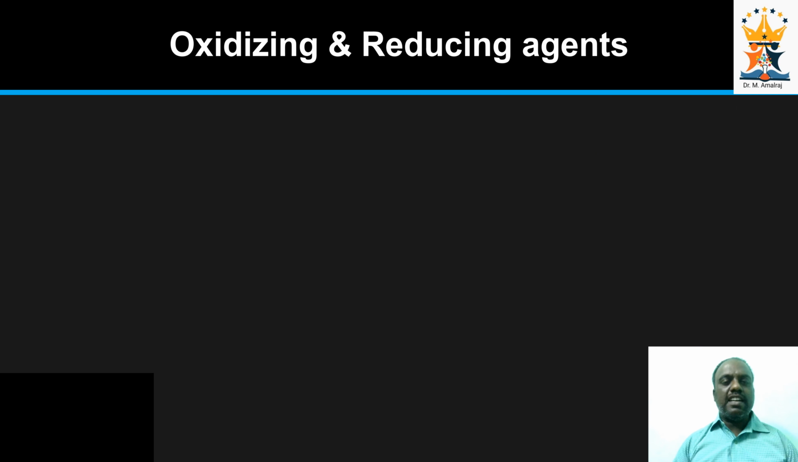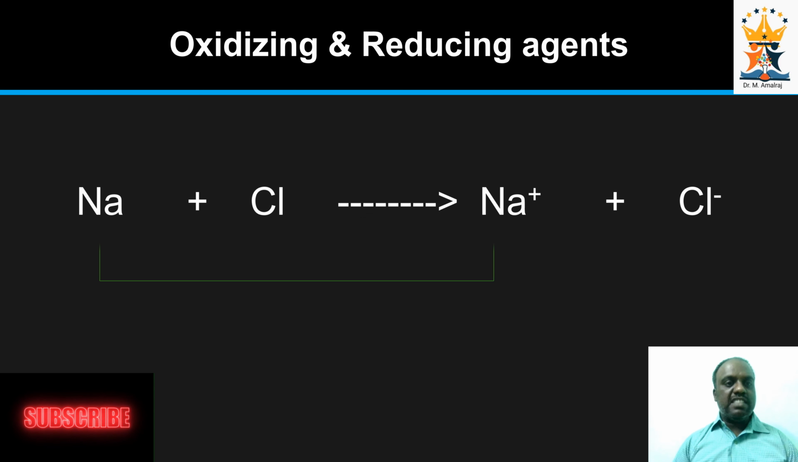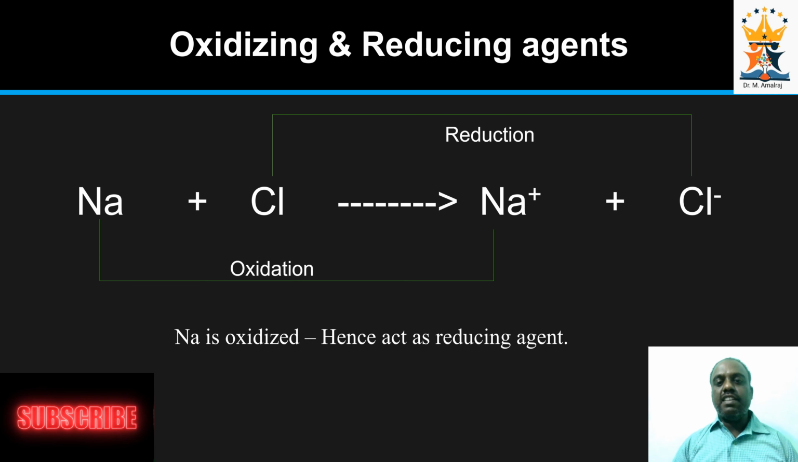With this understanding, let us find out the oxidizing and reducing agents in the formation of sodium chloride. As we discussed earlier, sodium is getting oxidized and chlorine is getting reduced, because sodium is losing an electron and chlorine is gaining the electron lost by sodium. So sodium is undergoing oxidation and chlorine is undergoing reduction. As per the definition, sodium itself is getting oxidized and hence it acts as the reducing agent, and chlorine itself is getting reduced in this reaction and hence it acts as the oxidizing agent.